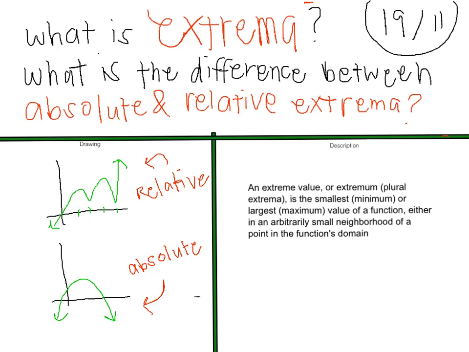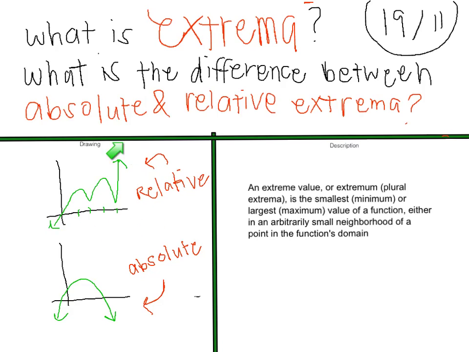minimum or largest maximum value of a function, either in an arbitrarily small neighborhood of a point in the function's domain. I got this off of a MathWiki website, but to shorten this down, an extrema is the highest point and the lowest point that a function can get in a little graph.